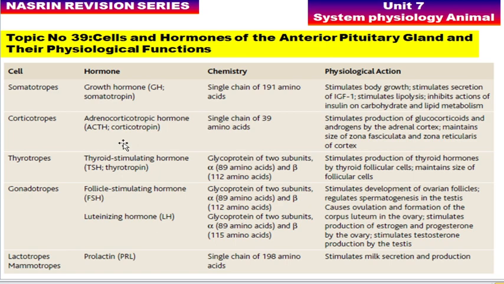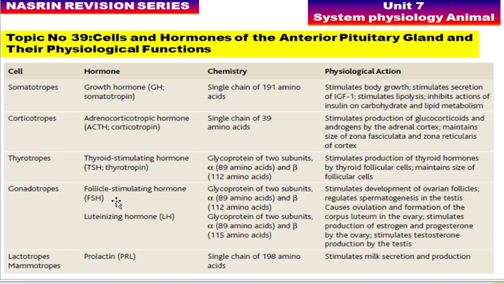Next is adrenocorticotropic hormone. It will stimulate the production of glucocorticoid as well as androgen by the adrenal cortex. Next, it will maintain the size of the zona fasciculata and zona reticularis. Next, the thyrotropes, thyroid stimulating hormone. It will stimulate production of thyroid hormone, which is produced by the thyroid gland. Okay, so next it will maintain the size of the follicular cells.